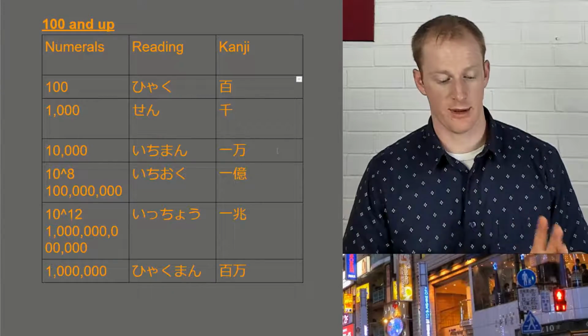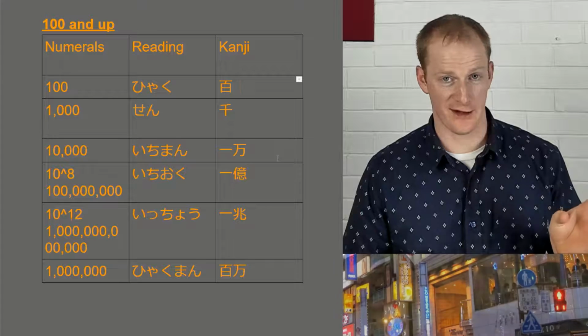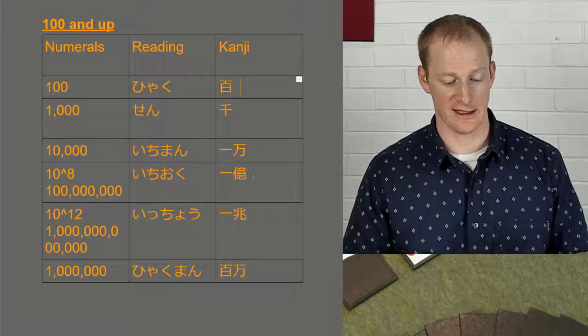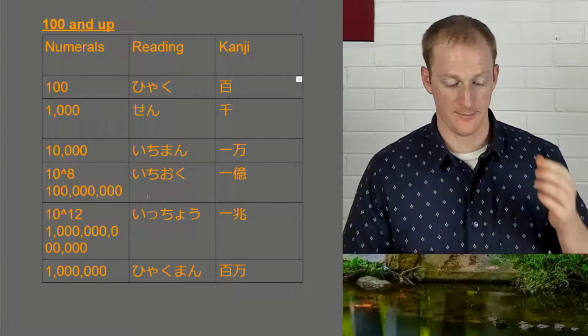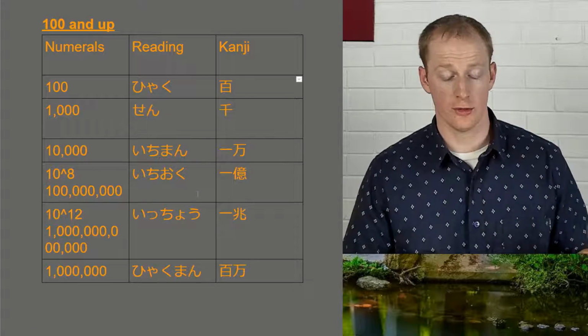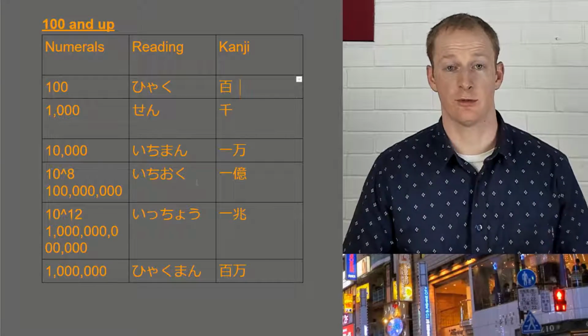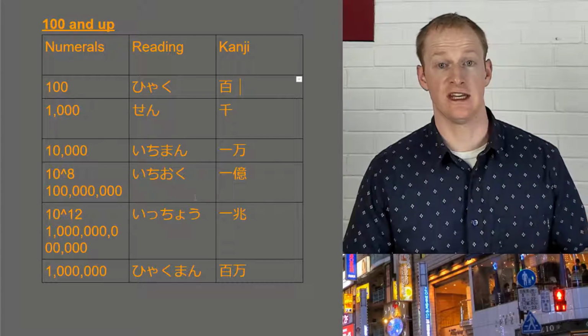Now here we've got 10 to the power of 8. I find that hard to visualize sometimes, so I just wrote it out here. And we can see it's got all these zeros like this. Now the word is oku, but again, just like we did with 10,000, we have to put ichi in front of it. So ichi oku.